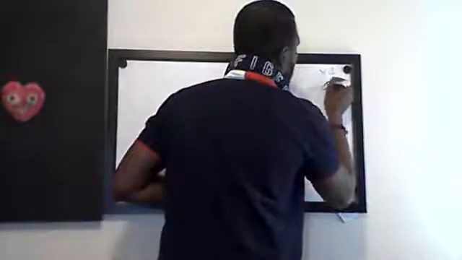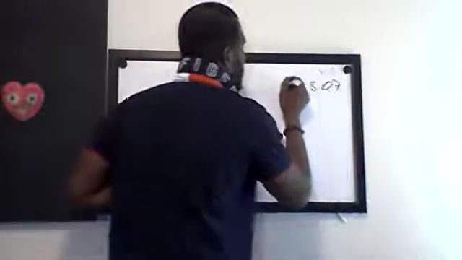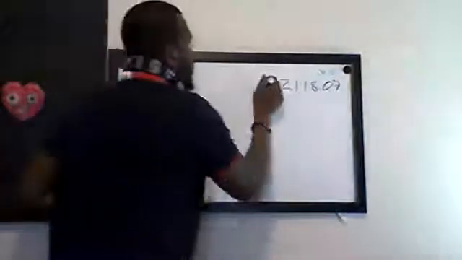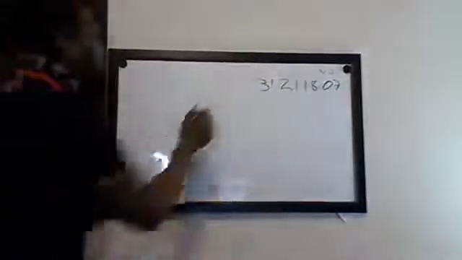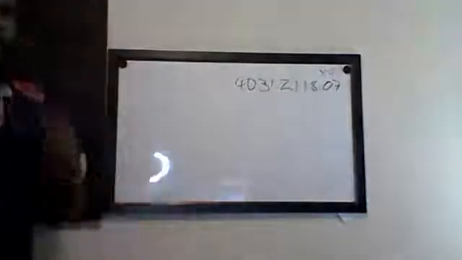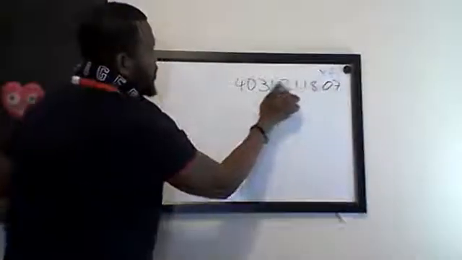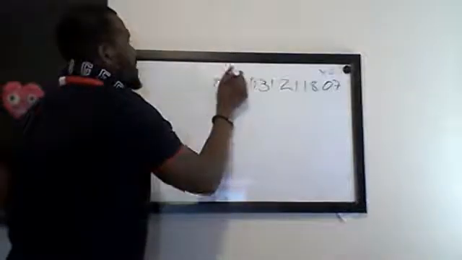Time for what the number was. 07, 18, 21, 31. What else? 40. And the last number, 1, 2, 3, 4, 5. The last number is 09.